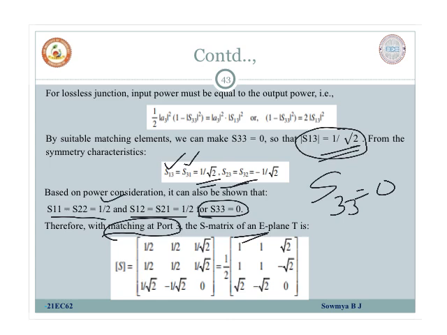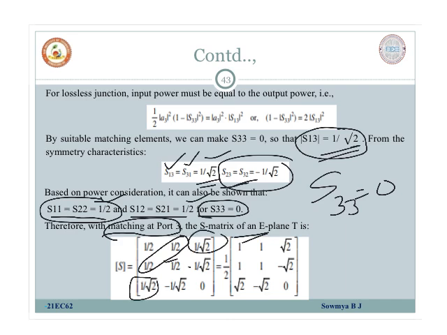Therefore, the S matrix is: S11 is 1 by 2, S12 is again 1 by 2, S13 is 1 by root 2. Next, S21 is equal to S12, so this is again equivalent to this value. Next, S22 we already know is 1 by 2. Next, S23: what is the value of S23? It is minus 1 by root 2. Next, coming to S31, S31 is nothing but S13.